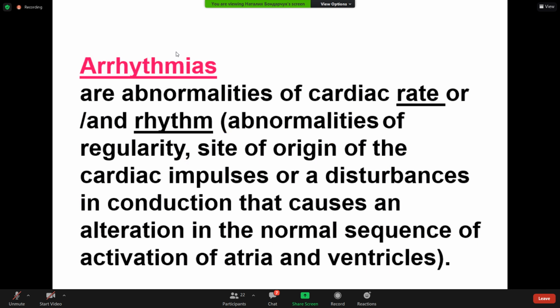Arrhythmias are abnormalities of cardiac rate or rhythm, abnormalities of regularity, sites of origin of the cardiac impulses, or disturbances in conduction that cause an alteration in the normal sequence of activation of atria and ventricles. So, in general, we can say that arrhythmia is the result of abnormalities of automaticity or conduction of conducting tissues and also nodes, sinoatrial nodes and AV nodes.